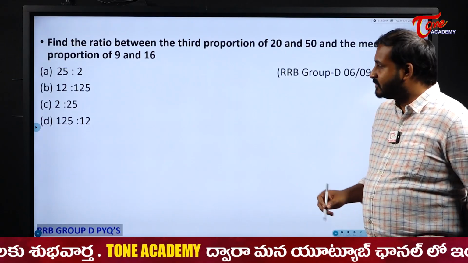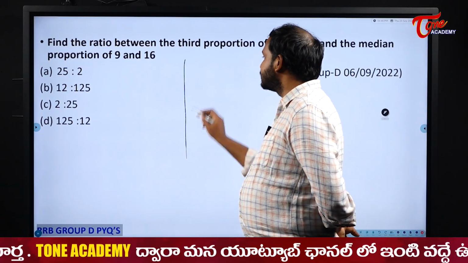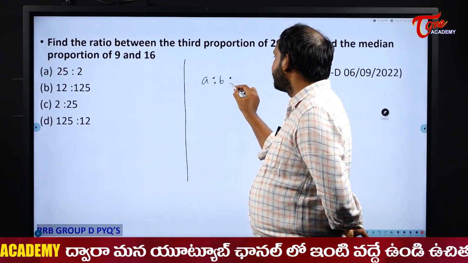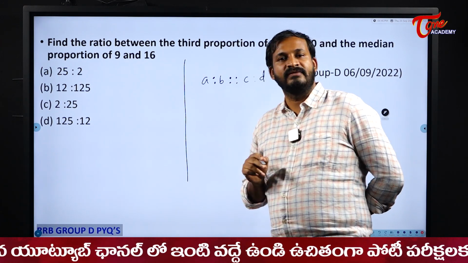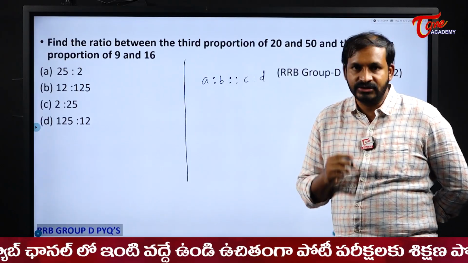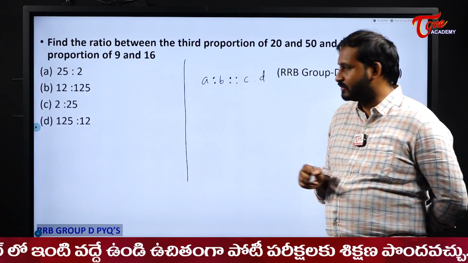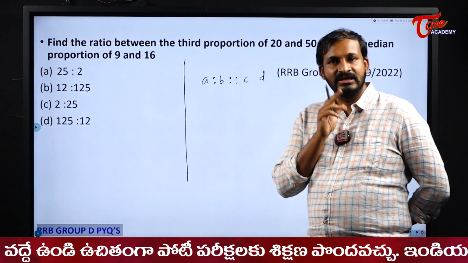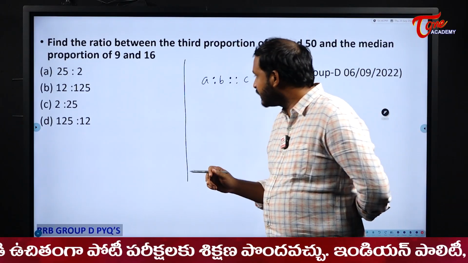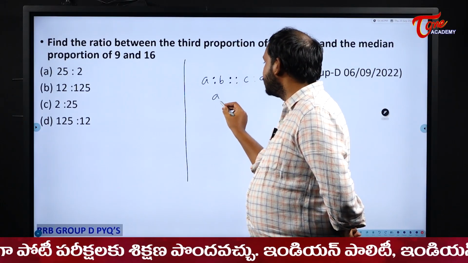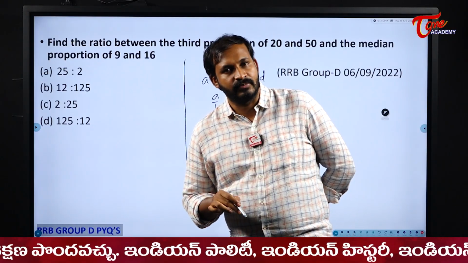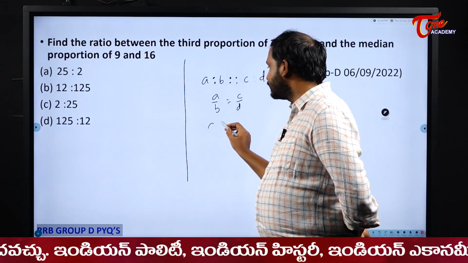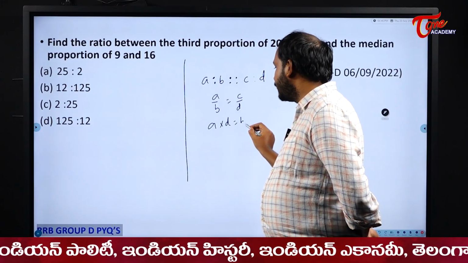First of all, we should know the relation, students. Proportional symbol means, usually, I can say that A is to B is proportional with C is to D. In our ratio and proportions, we discussed this regarding proportions. That means A by B is equal to C by D. Proportional is nothing but equal to symbol in ratios. So A into D is equal to B into C, I can write.